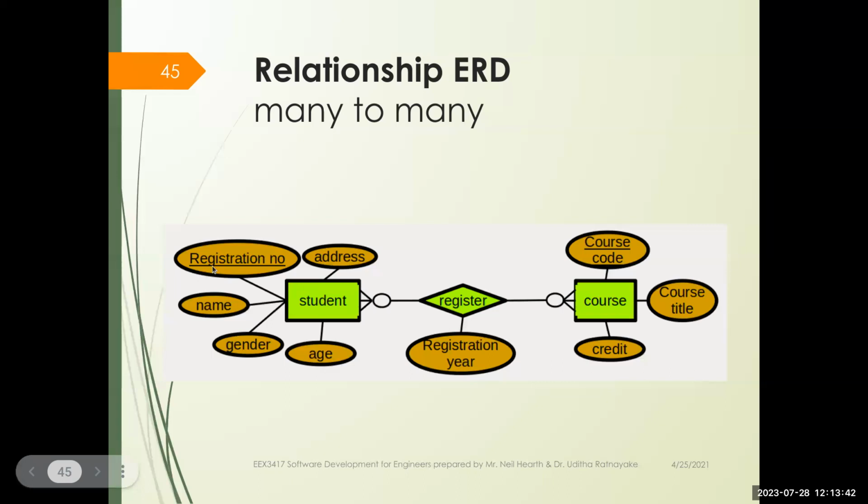Here you can see the primary key for the entity student. The primary key is registration number. For this entity, the primary key is course code. We should underline the primary key. Here, for register, we can draw it with this rhombus symbol.